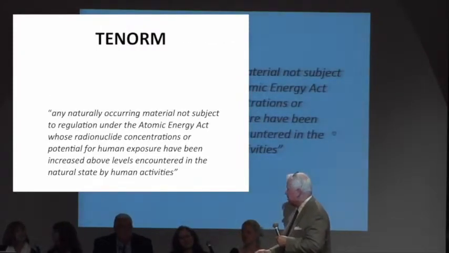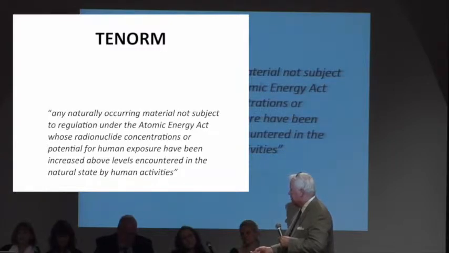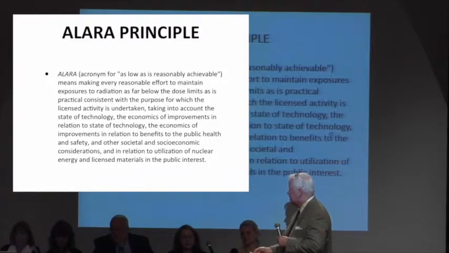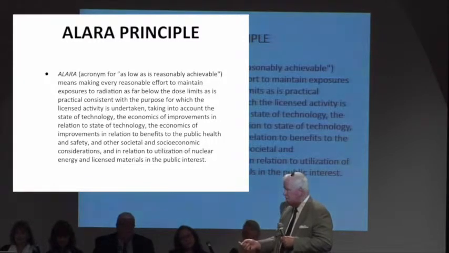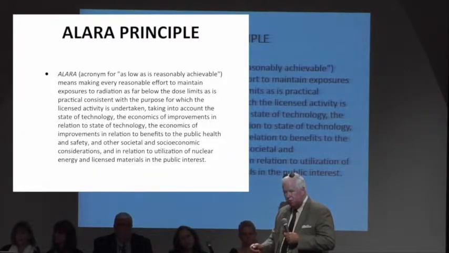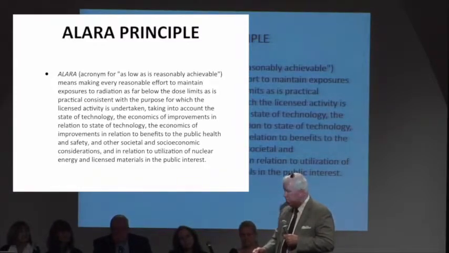Three concepts I want to leave you with. TENORM. The important thing here is this is radioactive material that's naturally occurring, but that has been concentrated or made available from human activity. Next slide. There's also something called the ALARA principle. It's "as low as reasonably achievable." The ALARA principle basically says there is no such thing as a safe level for exposure to ionizing radiation. So one exposure can potentially cause cancer for you.